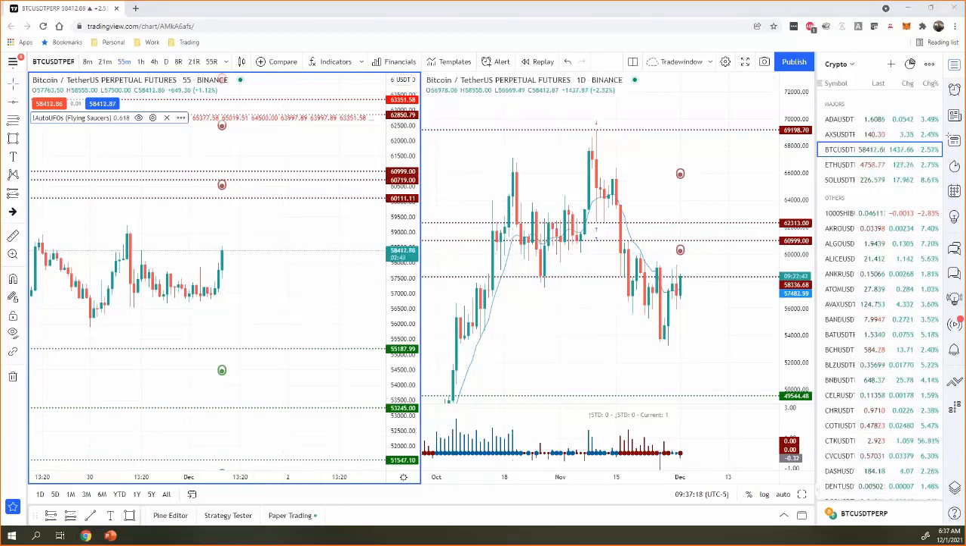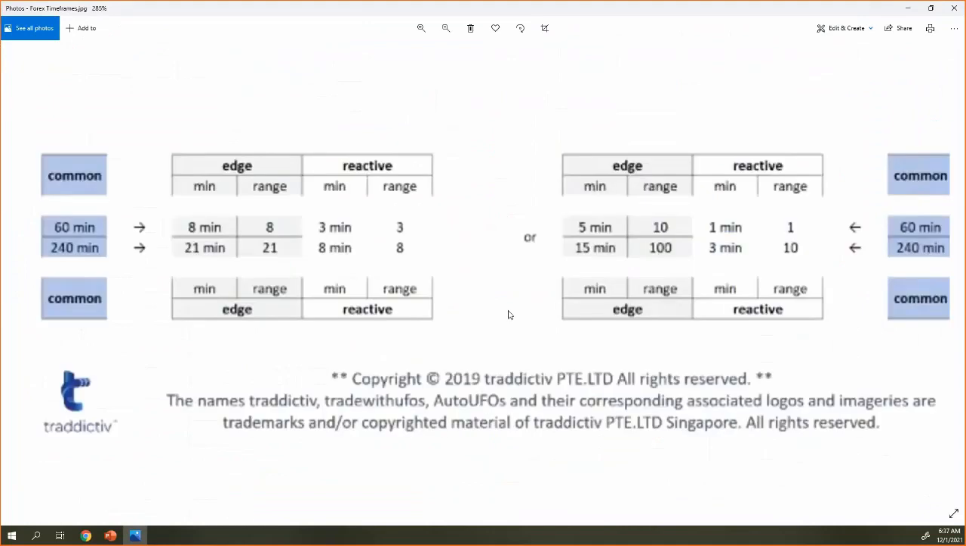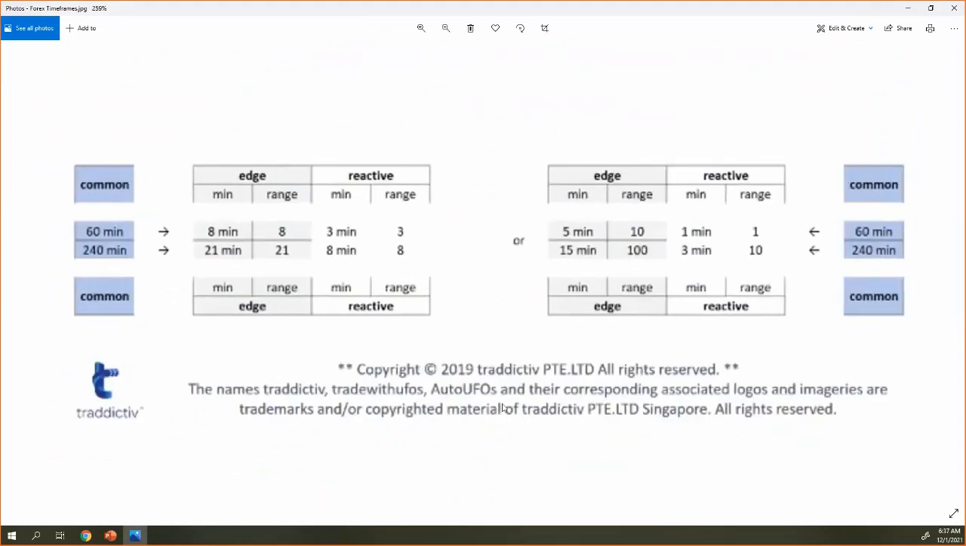Now let me show you what I meant by different timeframes that we've backtested. So these are those timeframes. You're free to take a screenshot of this if you want to. As of right now, we went away from using these reactive timeframes because it was giving too much noise, so we don't really use these anymore. But these are the ones that give us that edge.